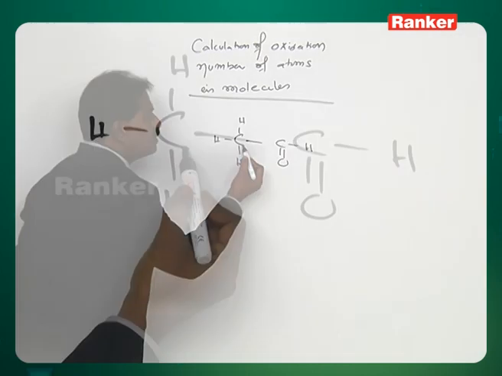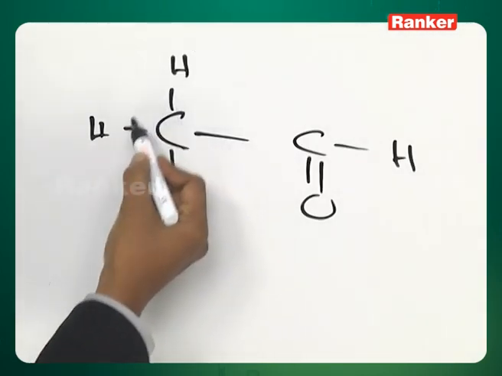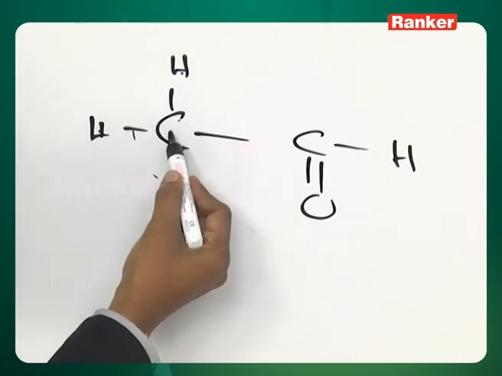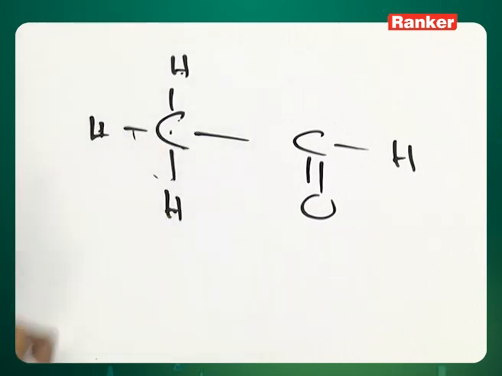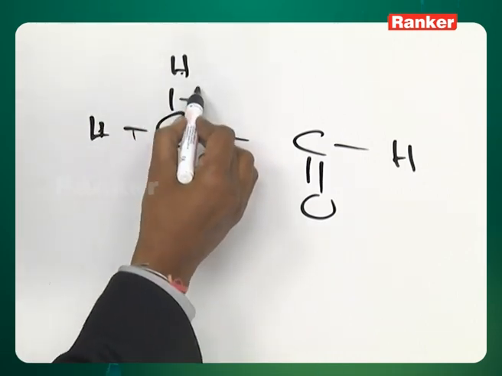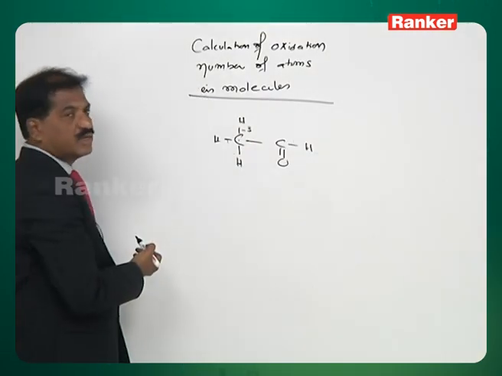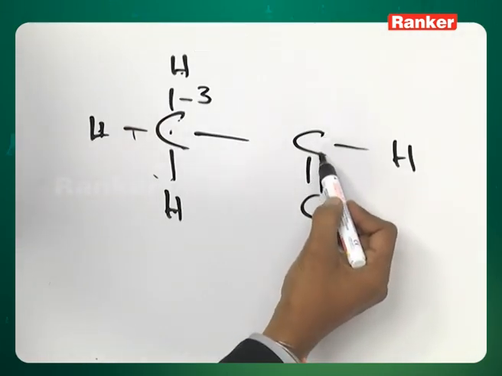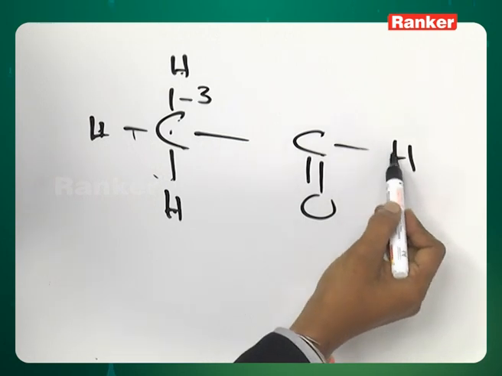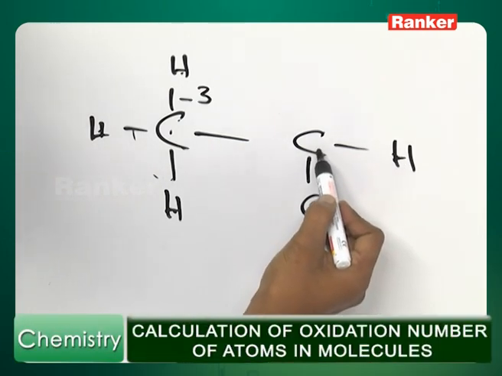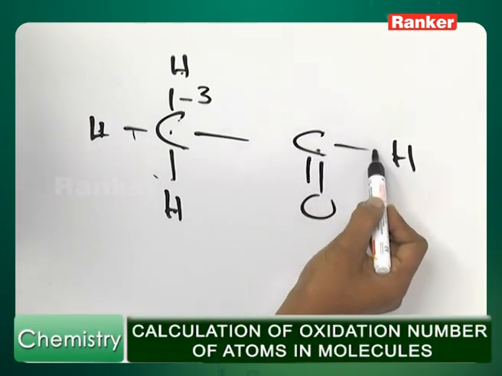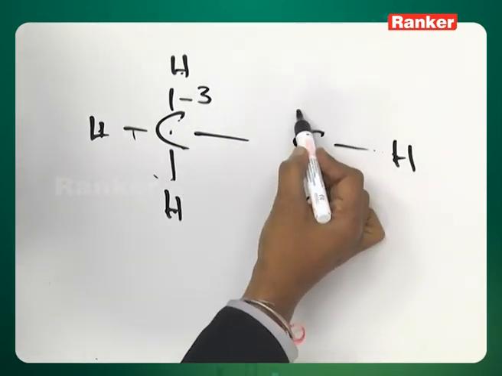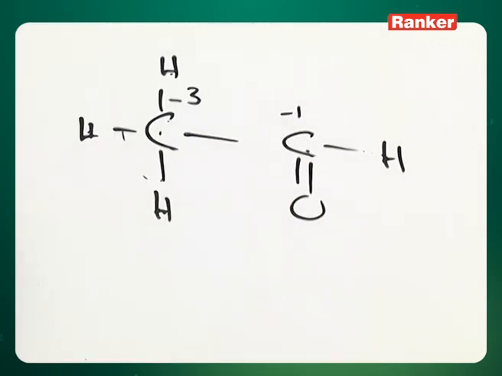Therefore, here carbon is more electronegative. Therefore, around this carbon 3 bonds are present. Through this bond it will gain 1 electron. Through this bond it will gain 1 electron. Through this bond it will gain 1 electron. So, therefore, total carbon has gained 3 electrons. Next, this carbon: through this bond, hydrogen is less electronegative, carbon is more electronegative. Therefore, carbon has gained 1 electron through this bond. So, therefore, through this bond, its oxidation state is -1.